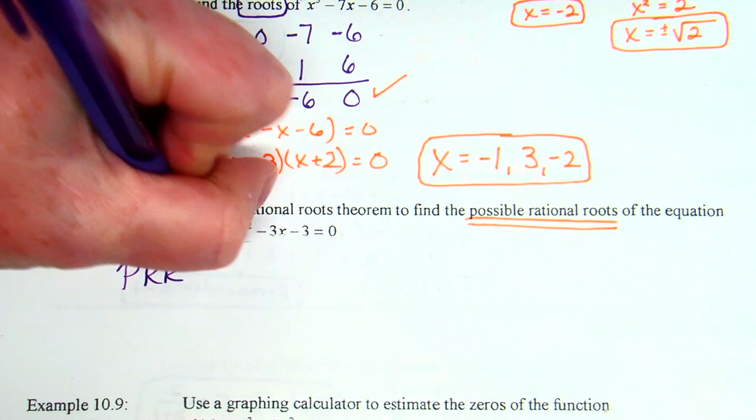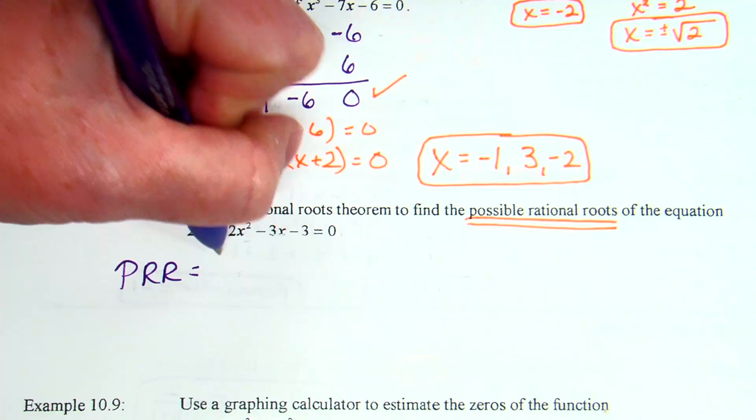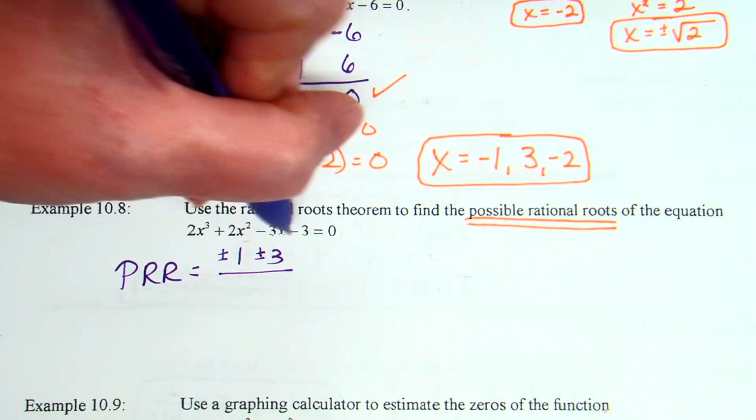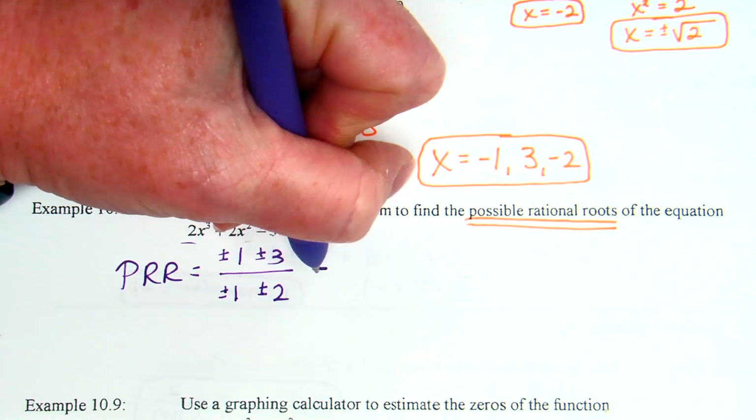Factors of what on top? 3. What are factors of 3? 1 and 3. Factors of what on bottom? 2. And what are factors of 2? 1 and 2. Now, do not leave it like this when I ask for a list of possible rational roots. Go through and give me all the specifics. Do you understand what I'm saying there?